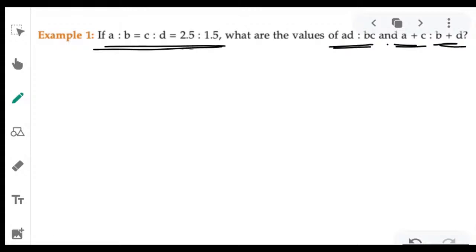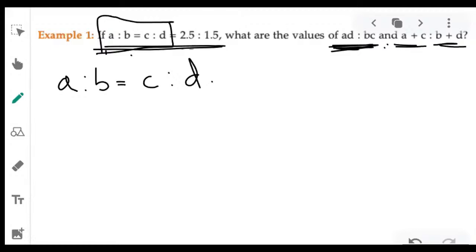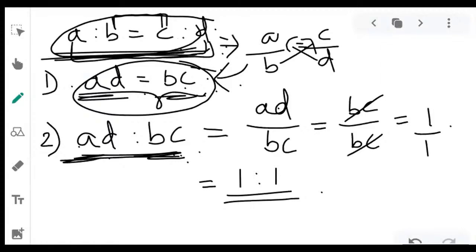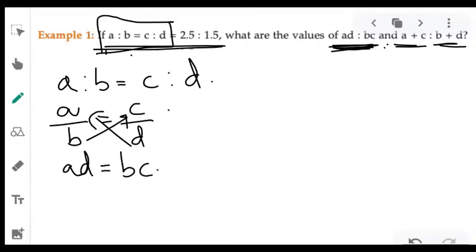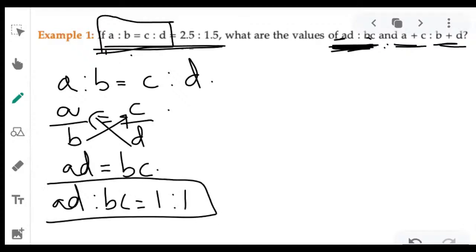So first one you have AD is to BC. I need only these two parts. So if A is to B equals C is to D, what is the value of AD is to BC? We have seen earlier. 1 is to 1. If you don't remember that, again, still do this. A by B is equal to C by D. On cross multiplication, AD is equal to BC. So when you have AD is to BC, you know that both these values are equal. So AD is to BC should be equal to 1 is to 1. Right?